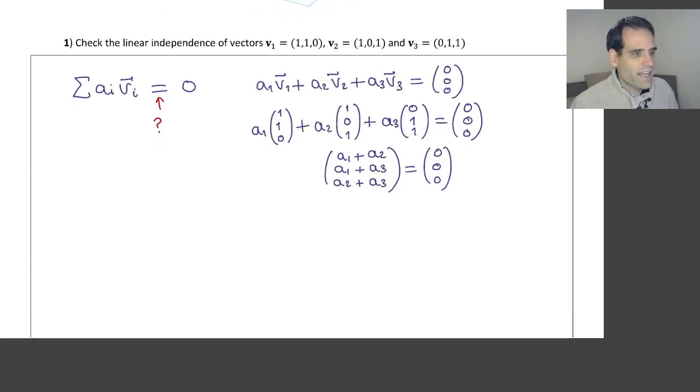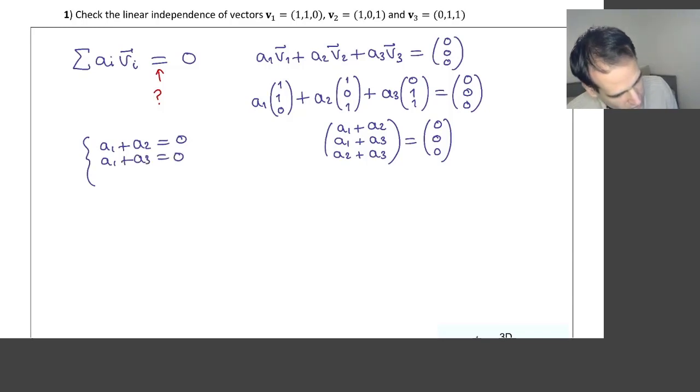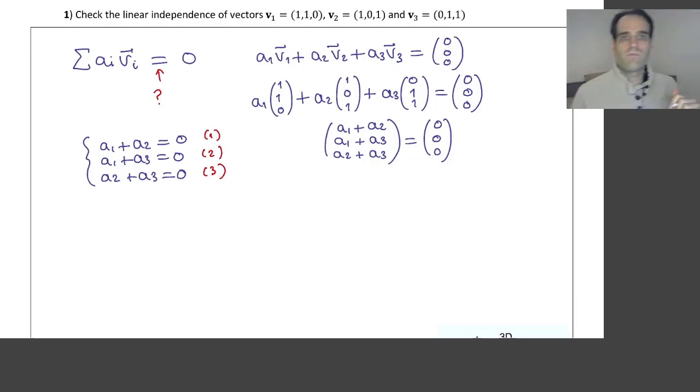So what this means is that this is actually a system of 3 equations: a1 plus a2 equals 0, a1 plus a3 equals 0, and a2 plus a3 equals 0. Let's label these equations 1, 2, and 3. Now we need to find the solutions to this system. If the only solution is that a1 equals a2 equals a3 equals 0, which is a trivial solution that is always true, then the vectors are linearly independent. Okay, so let's find out.